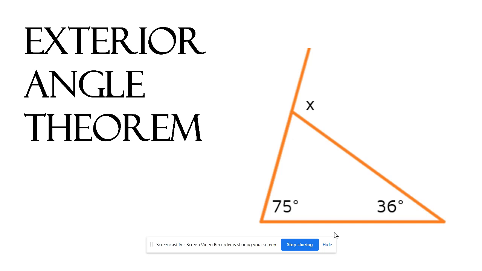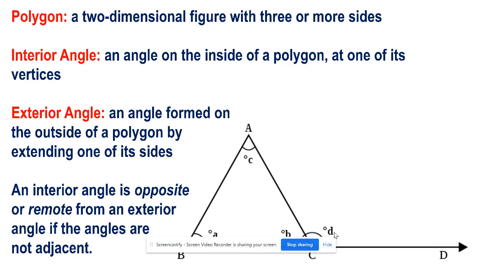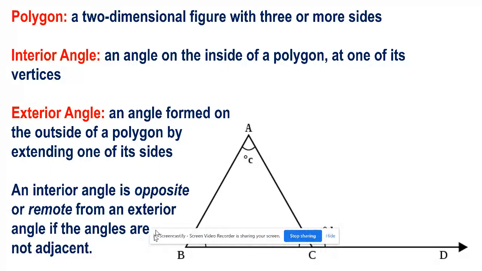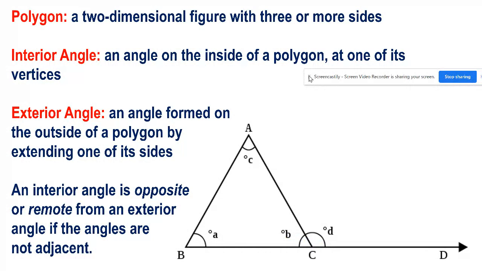All right, let's talk about the exterior angle theorem, and we'll get right into it with some vocab. First, the word polygon. That's a word I'm sure you've heard before, but when we say polygon, we're referring to any flat two-dimensional shape that has straight sides. So that would include triangles, every type of quadrilateral, pentagons, hexagons, octagons, dodecagons, any of your gons.